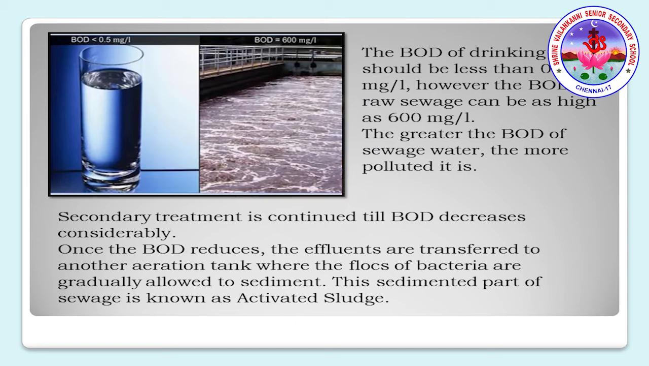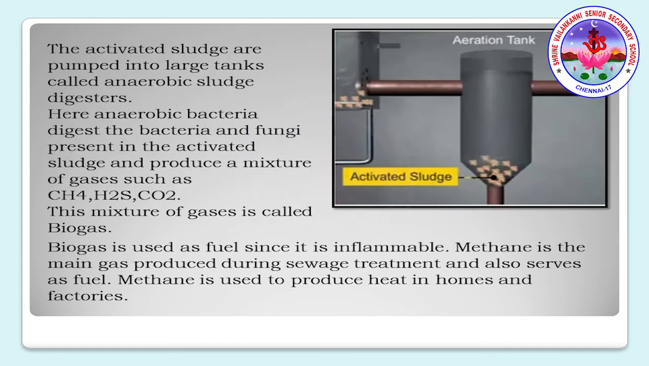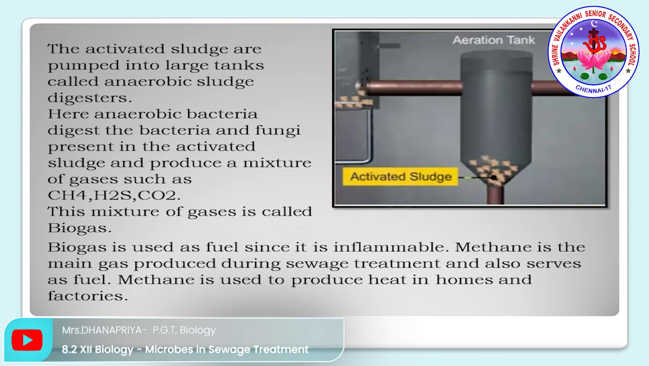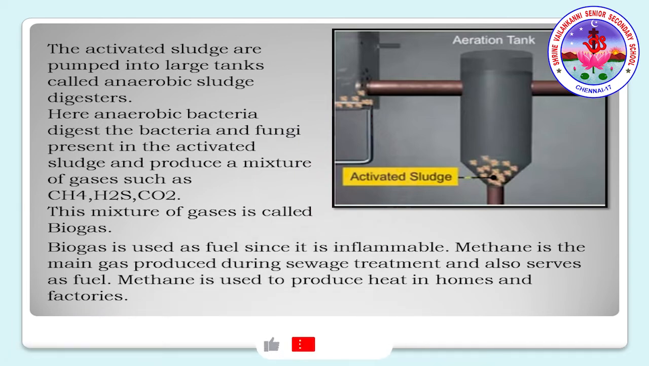See, when the BOD of sewage has reduced, the effluent is passed into the settling tank. Here, the bacterial flocs settle and the sediment is called activated sludge. The activated sludge is pumped into a large tank called an anaerobic sludge digester. See here, in the right part of the slide, there is the aeration tank. So that is an anaerobic sludge digester. So what will this digester do? Here anaerobic bacteria will digest the bacteria and fungi present in the activated sludge and produce a mixture of gases such as methane, hydrogen sulfide, carbon dioxide.